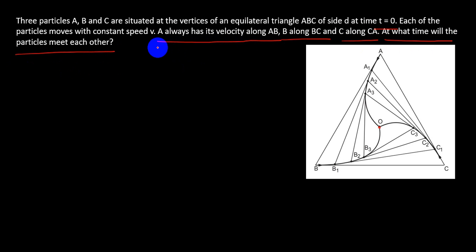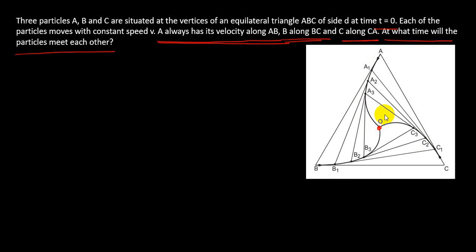See, in this question it is mentioned that A always has its velocity along AB, B along BC and C along CA. What does that mean? That means A is always moving towards B, B is moving towards C and C is moving towards A, right? And eventually they are moving on this curved path and they are meeting at O. And then we need to find out the time taken by the particles to meet.